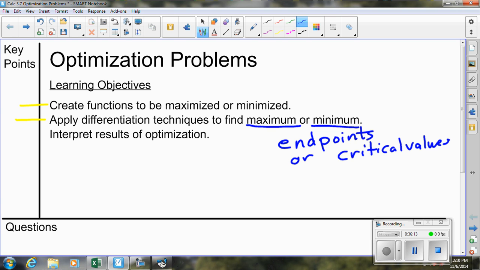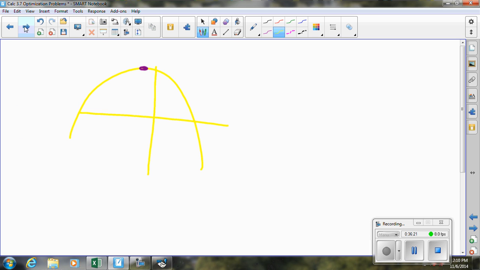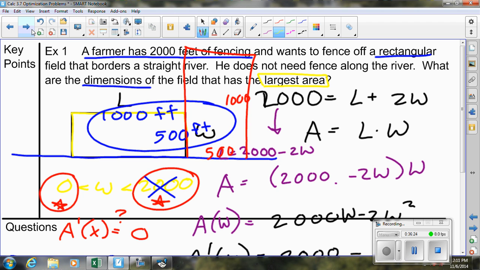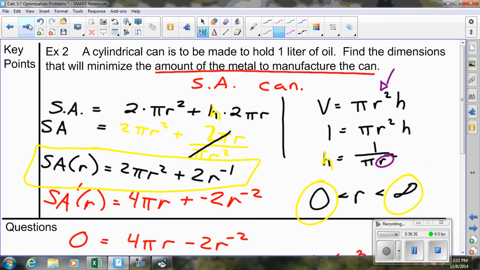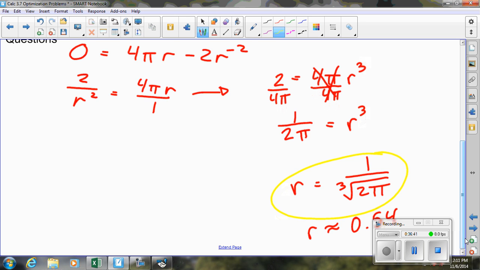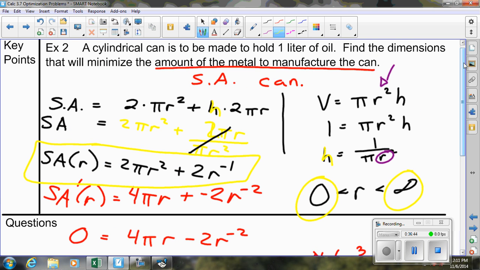Once you figure out where your absolute maximum or minimum are, then you would come back and write an interpretation like here. The dimensions of 500 by 1,000 will give the largest possible field. That's an interpretation. The dimensions of radius equals 0.54 and the corresponding height will give us the smallest can. Well, the smallest can would also be the cheapest can to build.